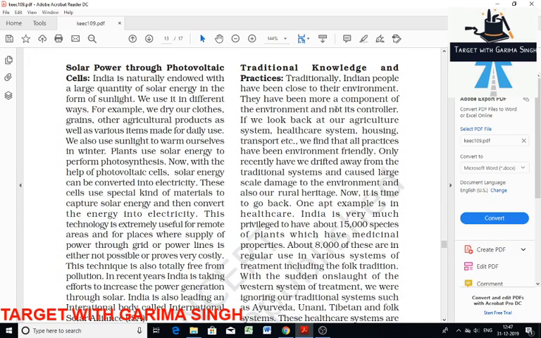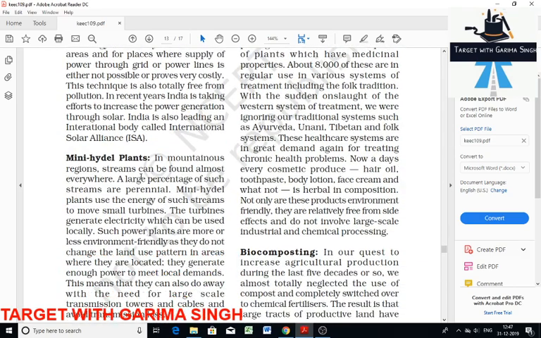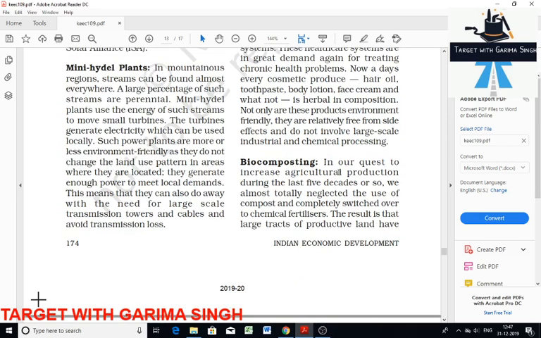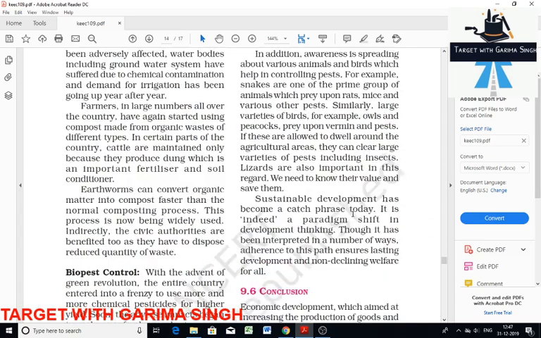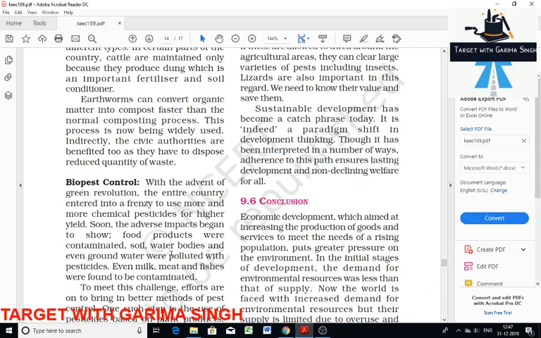Then traditional knowledge and practices: shift to organic farming, public means of transport, mini hydel plants, bio-composting, basically switch to compost from chemical fertilizers, then biopest control. These are the ways for sustainable development. Now we will discuss its questions.